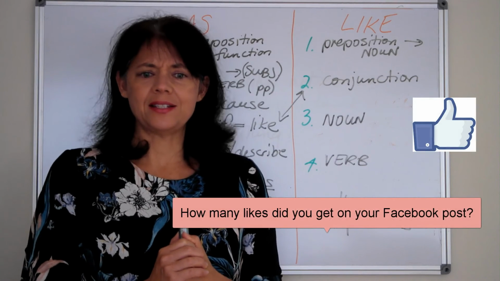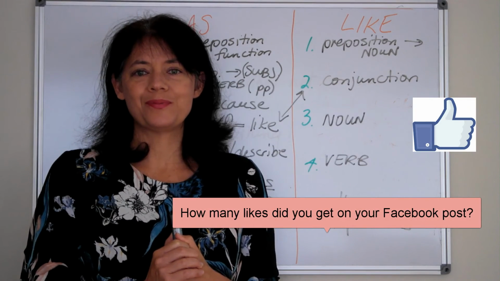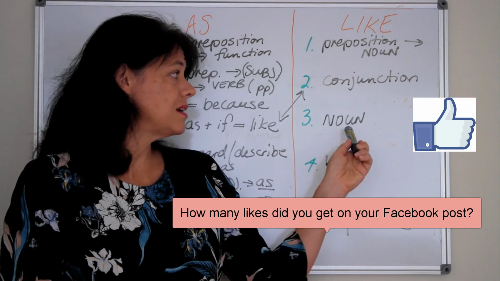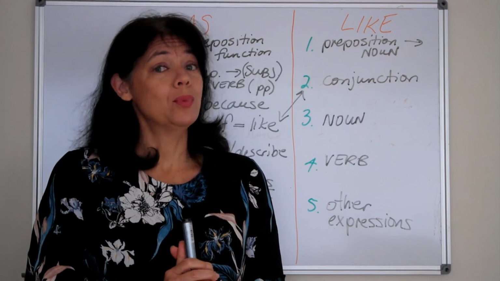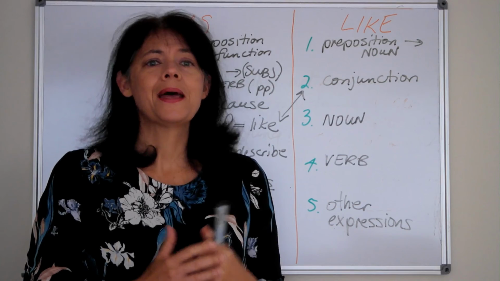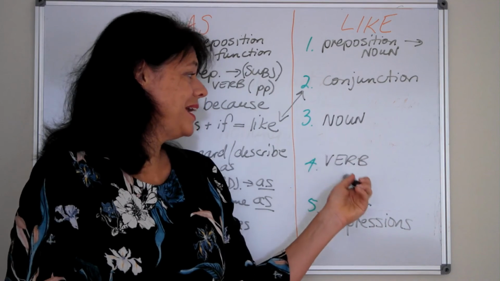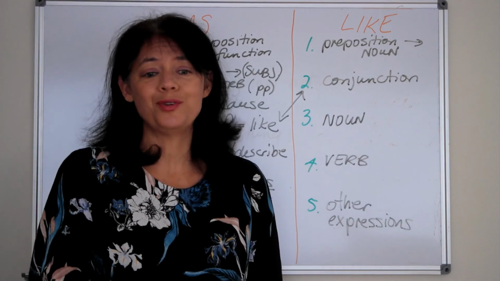How many likes did you get on your Facebook post? How many likes is a noun. I like Rome more than Naples. That one's simple. It's a verb. That one you can't confuse with as.